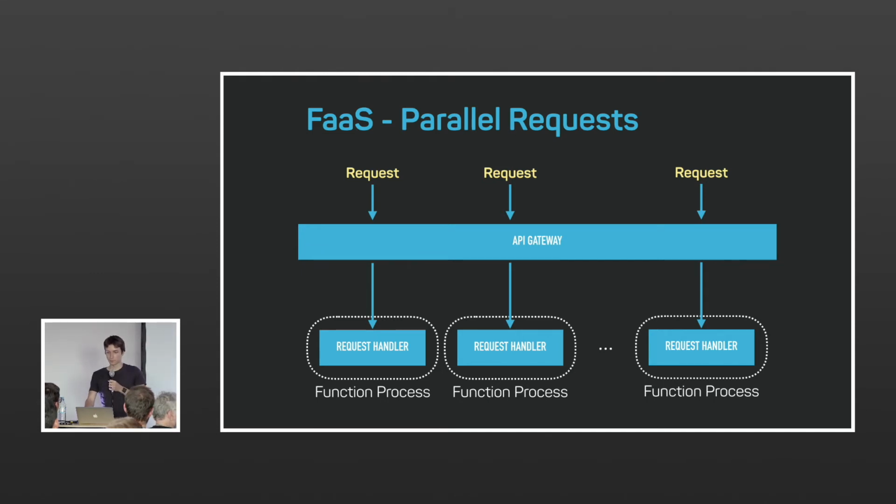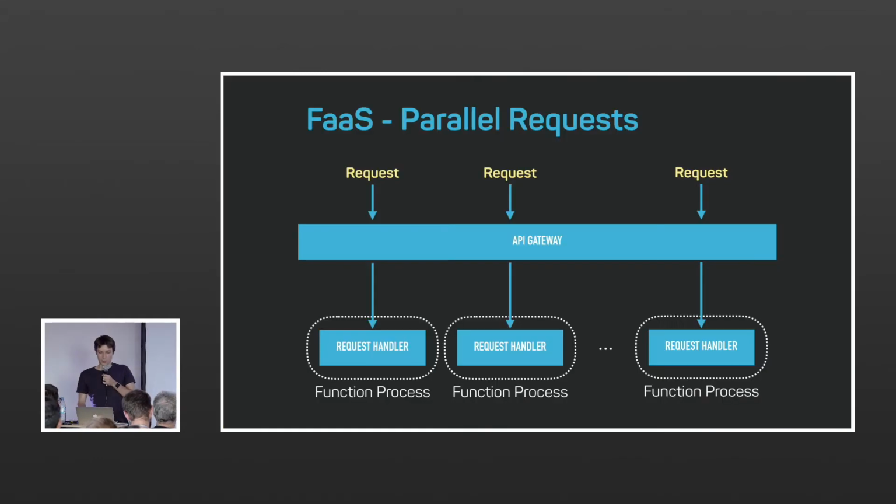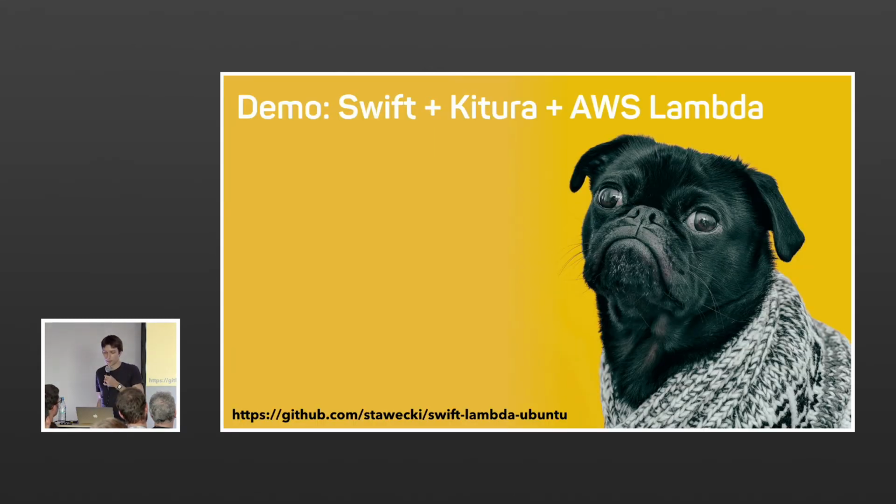Now that I've shown you that model, I'd like to do the second demo. So I showed you how the traditional model looks. So what if we have the same application code in our traditional server as we have with our FaaS? And with an additional twist, I'd like to use AWS Lambda, which doesn't actually have a native Swift runtime baked in.